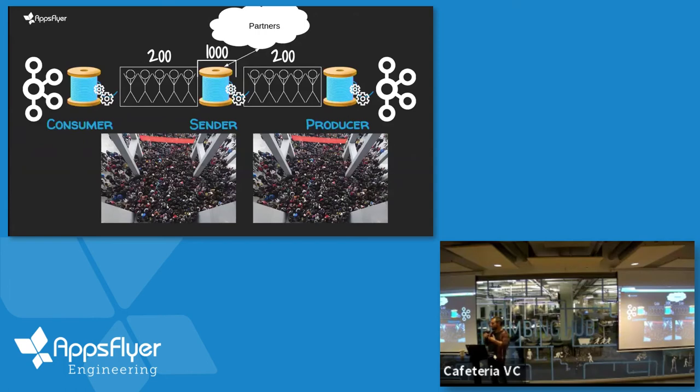And then we had a sender component, which was actually doing the HTTP request, receiving the response, and then publishing the response to another bounded queue of size 200. And then we had another thread, which was taking from that queue and actually producing to the next Kafka queue. There's a lot happening in this slide, so let me try to explain exactly what's happening here.